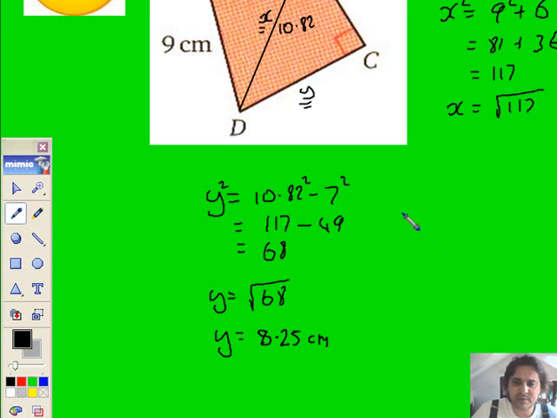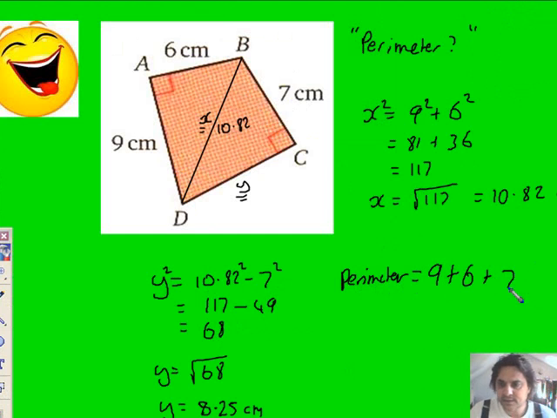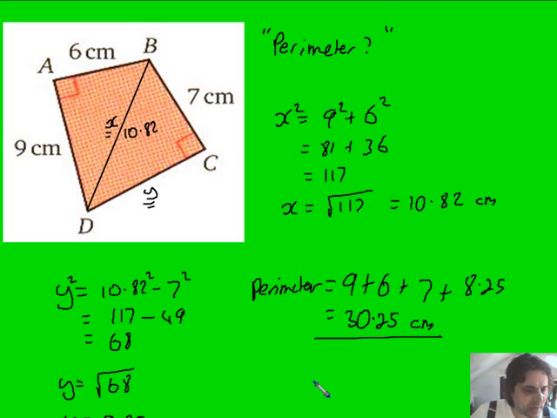So what is the perimeter? Working just up here, here's the perimeter. Distance around the edge, 9 plus 6 plus 7 plus 8.25. All together now. 9 plus 6 plus 7 plus 8.25. Bam! 30.25. I'm not happy to round it up too much. I'll leave it like that. 30.25 centimeters. Right. That question's done.